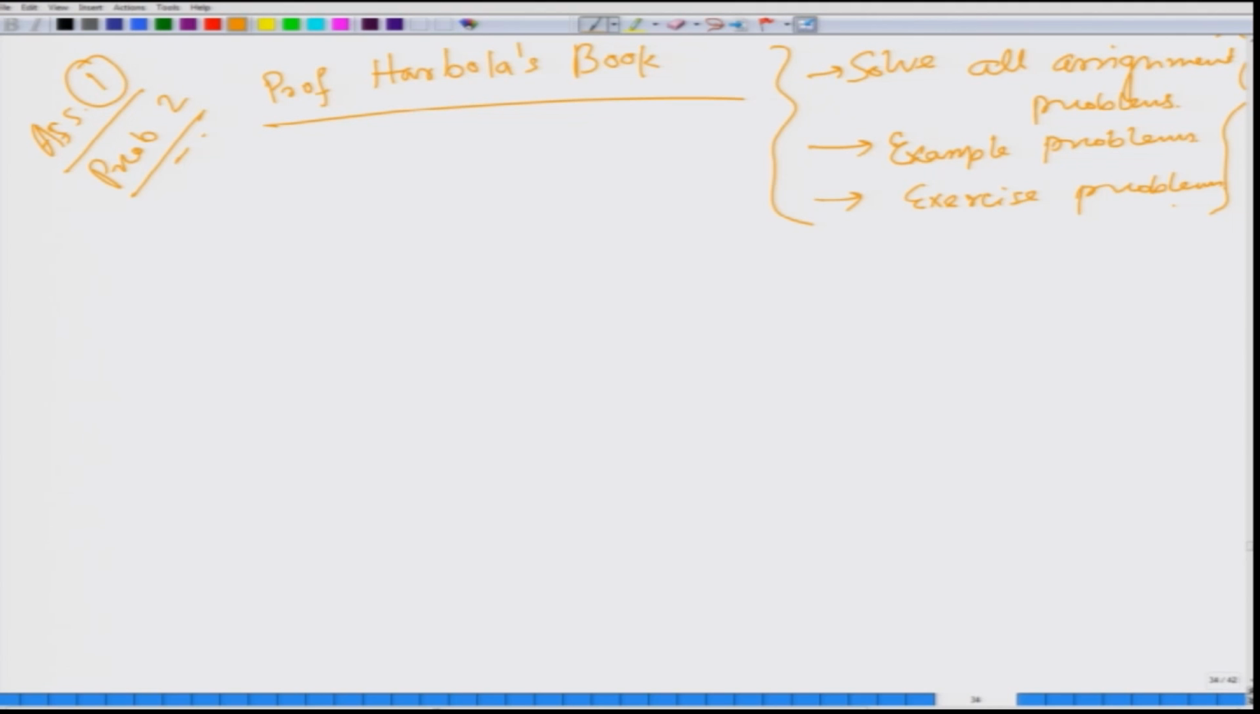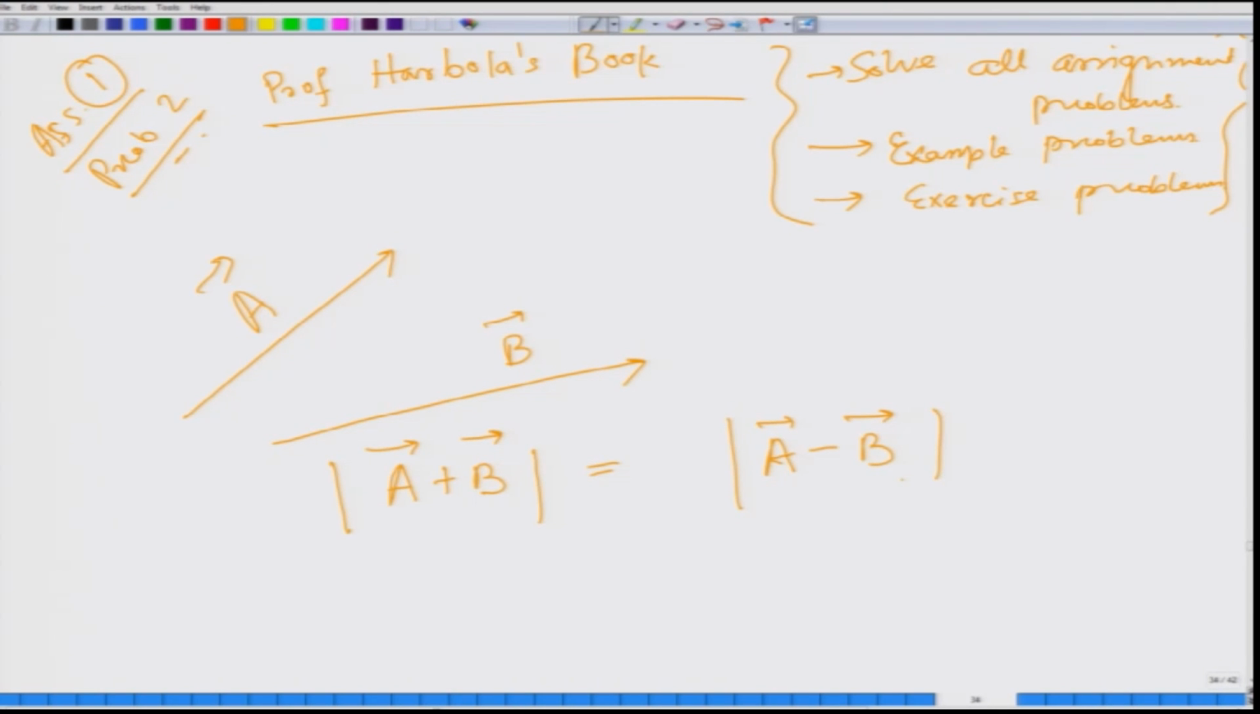The second problem says that there are two vectors A and, say, this one. So, this is vector A and this is vector B. It is given that the magnitude of A plus B is equal to the magnitude of the vector A minus B. Please recall from your week 1 lecture series how we add or subtract two vectors.